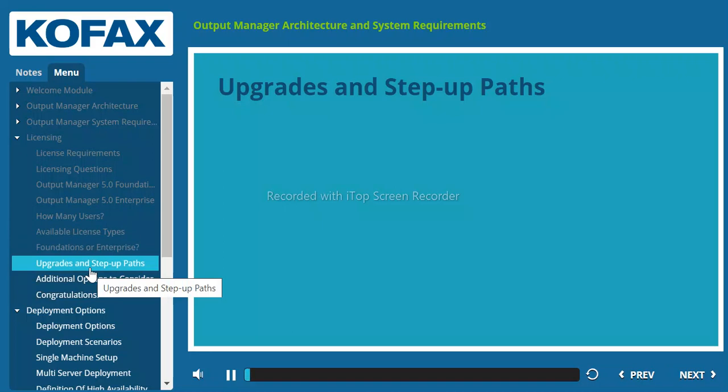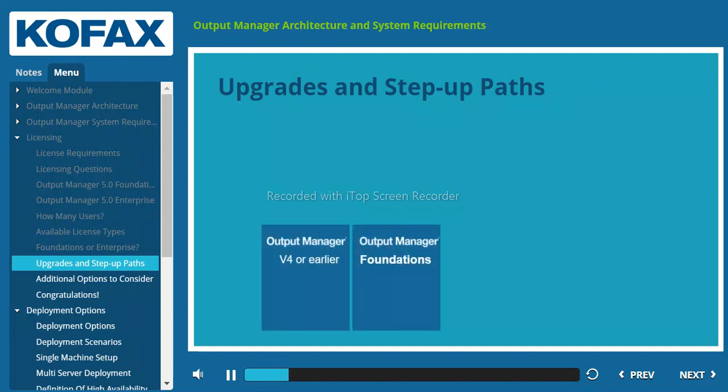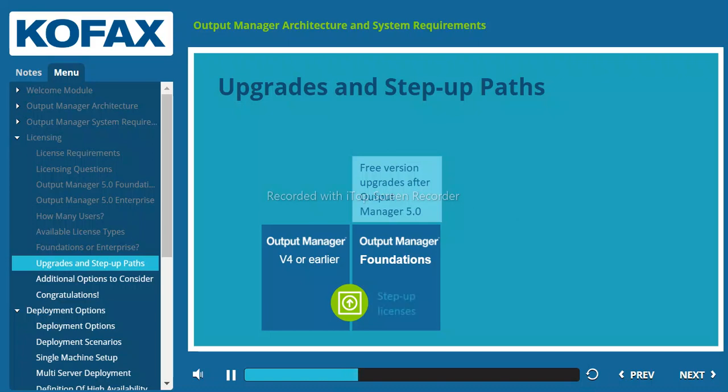Output Manager upgrade paths vary based on the version currently in use by the customer and whether they are stepping up to Output Manager Enterprise or full Control Suite. Upgrades to Output Manager 5.0 for all existing installations will be to Output Manager Foundations by default, and future upgrades of the same product will be free for customers with active support. If a feature is required that is only available with Output Manager Enterprise, Control Suite Foundations, or Control Suite Enterprise, a step-up must be purchased.